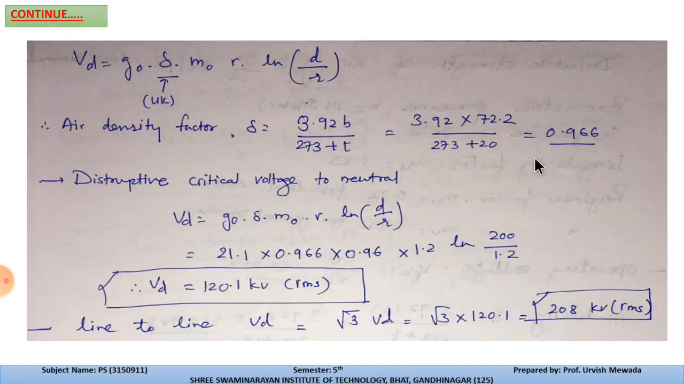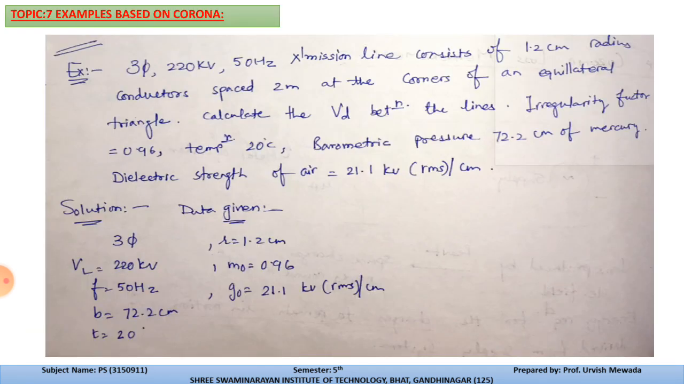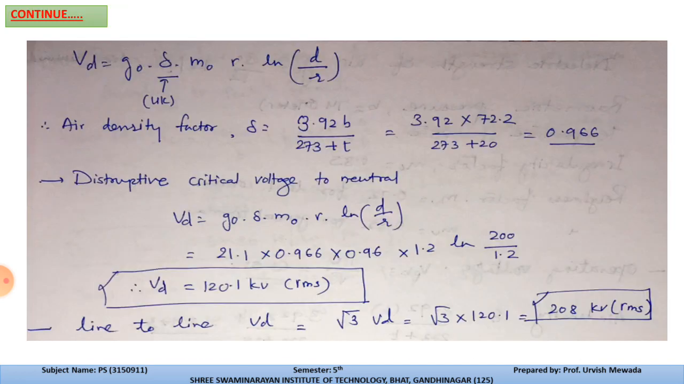So delta, the air density factor, is 0.966. Now that we have this delta, we can write the equation for the VD. VD is equal to G0 delta M0 R ln D by R. Here we are just placing the values of all the data given. From that we can calculate the VD. So VD is 120.1 kV RMS.